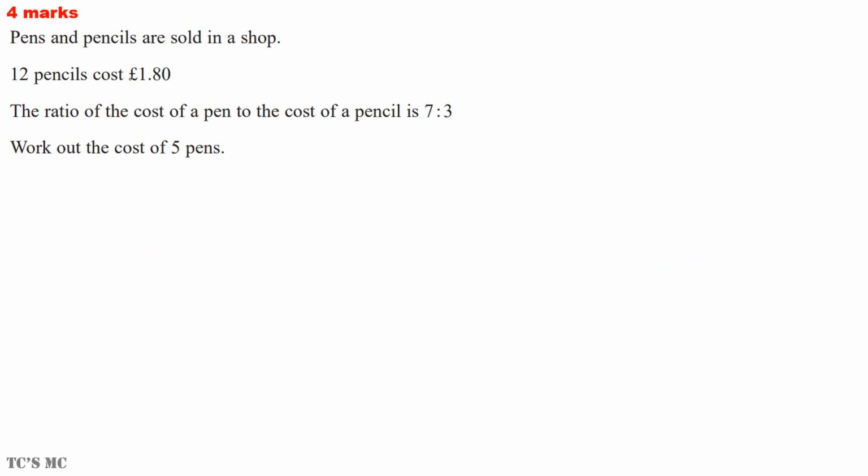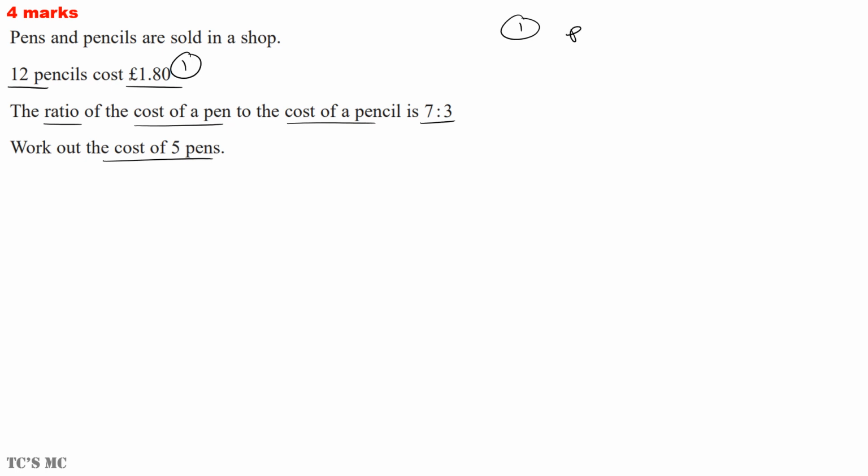Pens and pencils are sold in a shop. 12 pencils cost £1.80. The ratio of the cost of a pen to the cost of a pencil is 7:3. Work out the cost of 5 pens. This line of information is going to be my step 1.